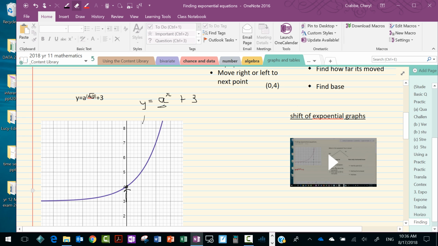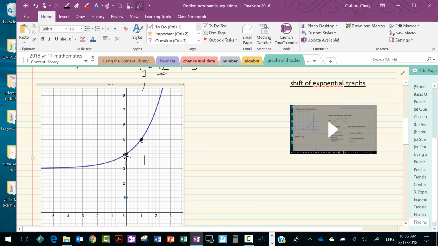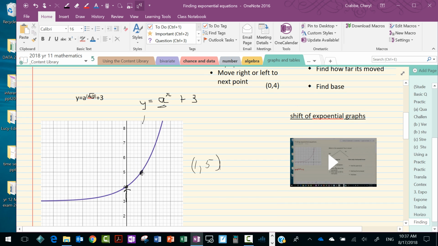So how about we try this point? This looks like a good point to use. And that point there is 1, 5. So let's throw that into the equation. Sometimes you have to play around with these things. So 5 is equal to a to the 1 plus 3. So if I subtract 3, I get 2 over here. It's equal to a to the 1. So I know that a is 2. Has to be. 2 to the 1 is 2. So the equation is y is equal to 2 to the x plus 3.